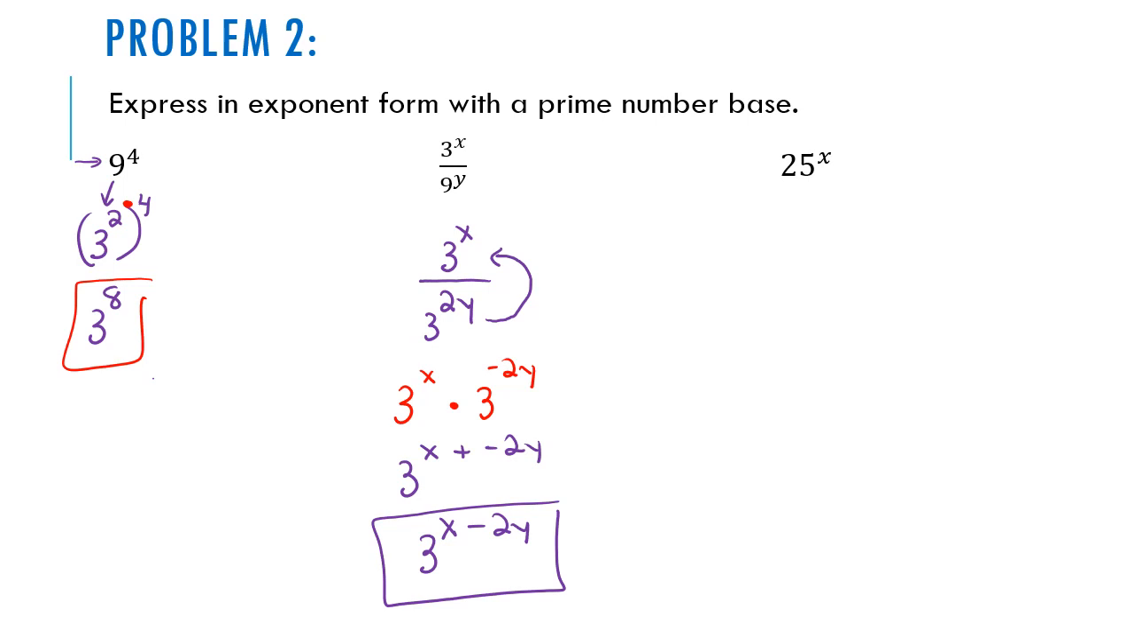All right, and then our problem over here, 25 to the x. A way we can rewrite 25 would be 5 squared. 5 is a prime number, and 5 squared is 25. And once again, an exponent to an exponent is multiplication. So what we end up having here is 5 to the 2x.